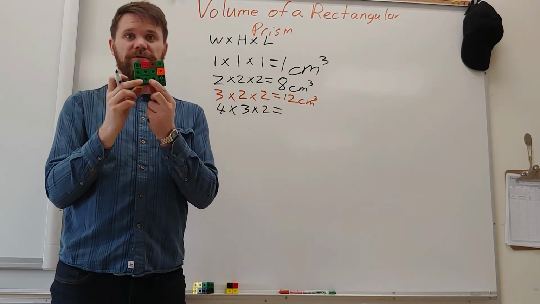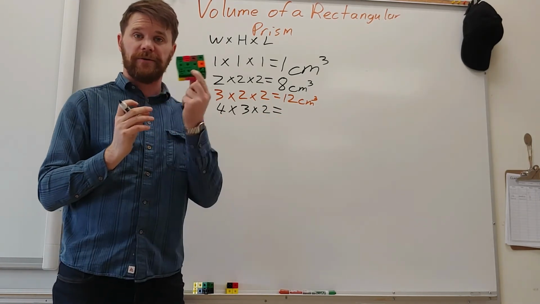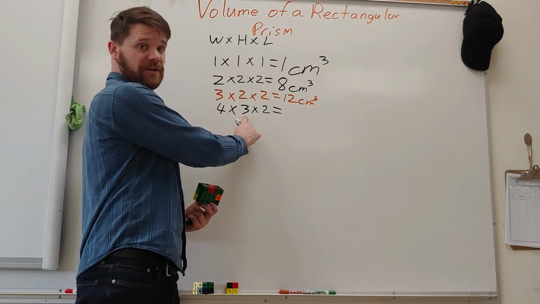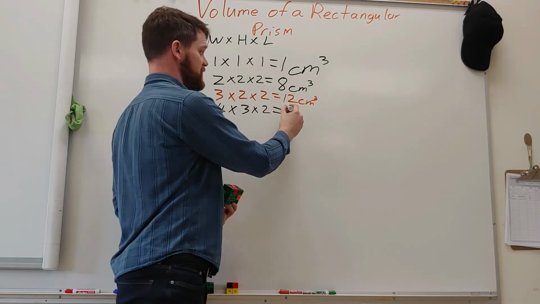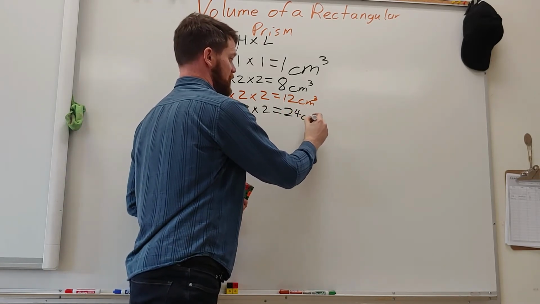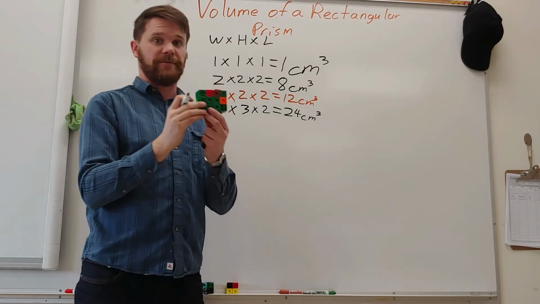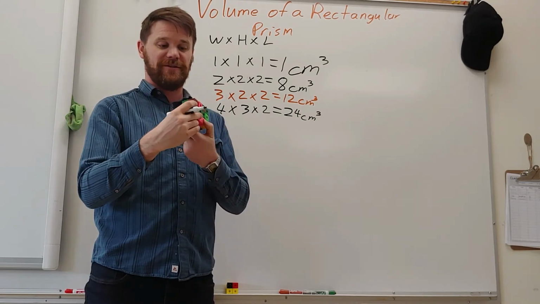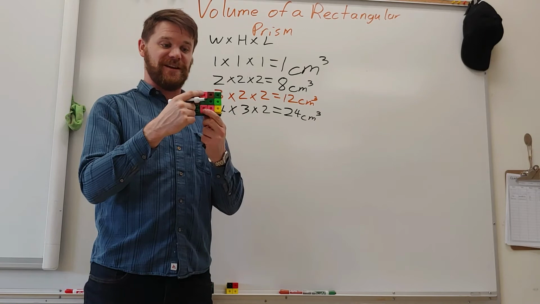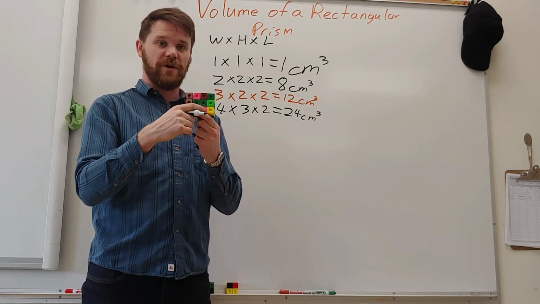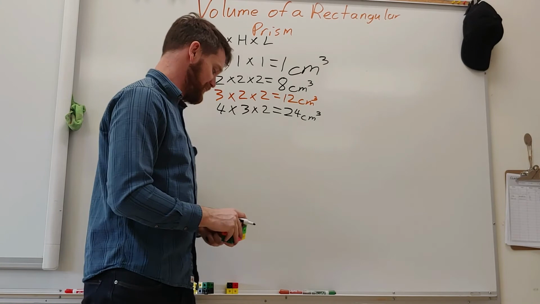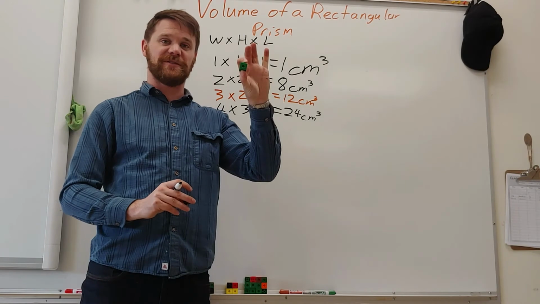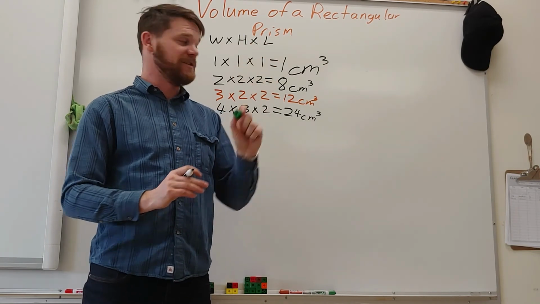And once again, we can count this out. I'm going to solve it, then count it out, but sticking with this equation. So 4 times 3 is 12, times 2 is 24 centimeters cubed. And let's just count them out. Bear with me. 1, 2, 3, up to 24. Perfect.